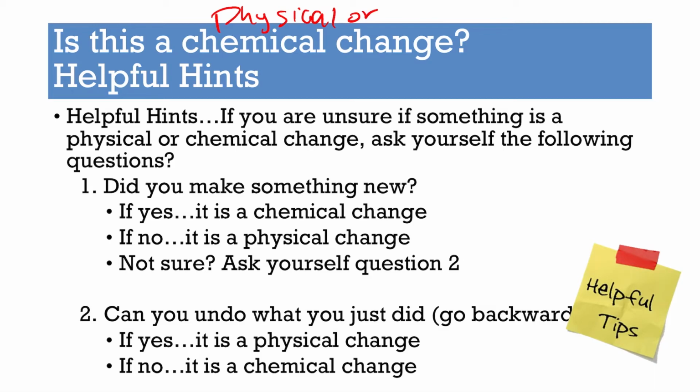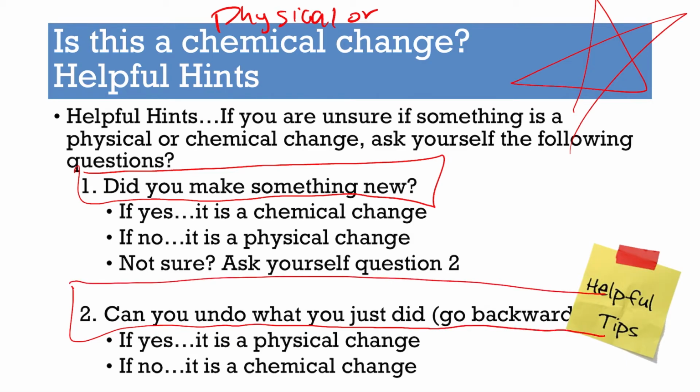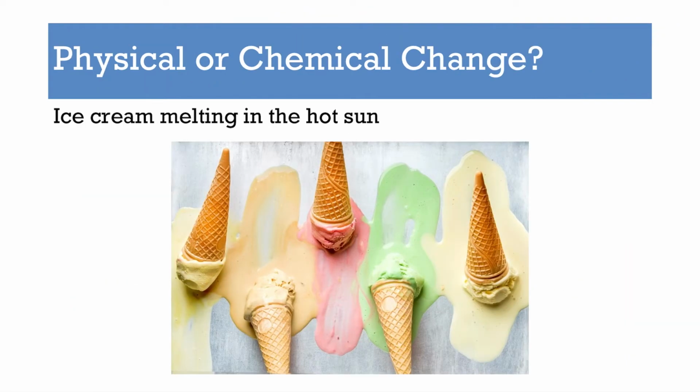Yes, you can. If you can't go backwards, so if you take an egg and you crack it and you cook it, can you uncook your egg? No, you cannot. Therefore, it is a chemical change. So this is a super helpful slide for you. Again, these two questions. Did you make something new? And then if you're not sure about an answer for that one, can you go backwards? Okay, so now with that, let's go through some examples together.